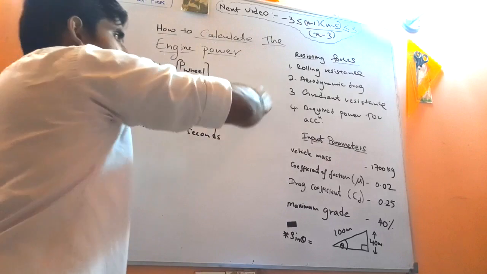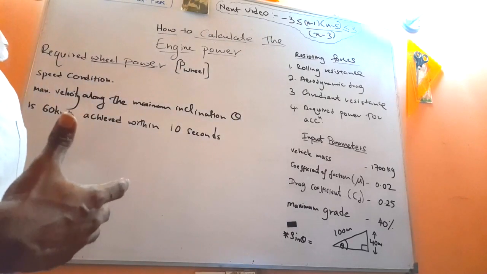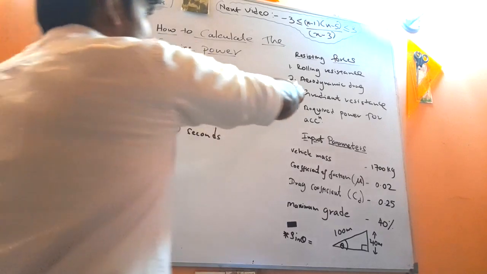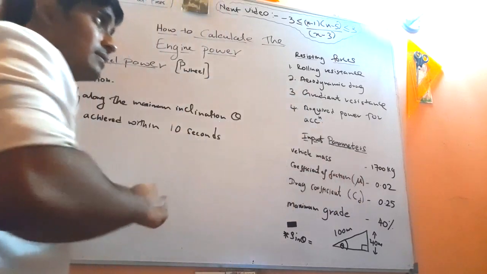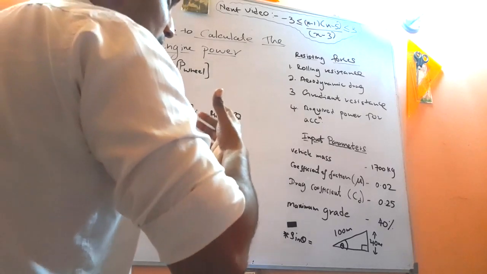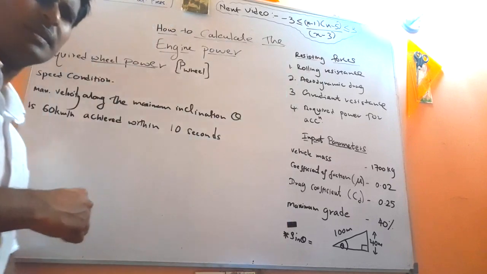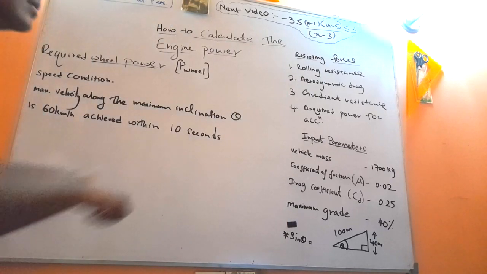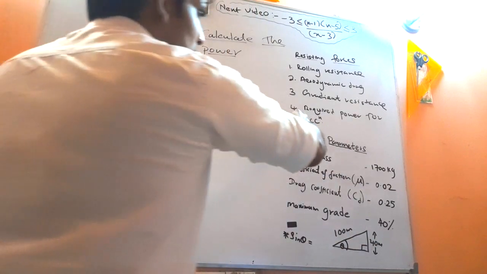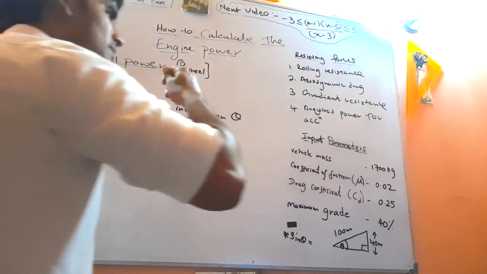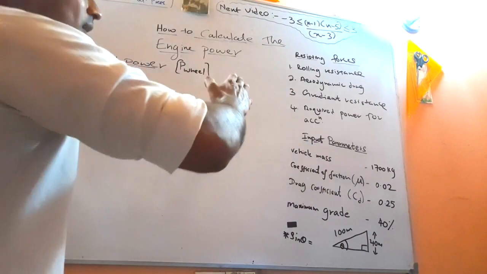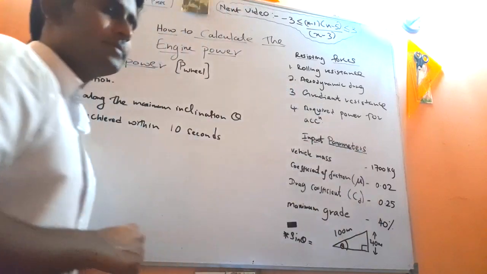Number one is the rolling resistance, the resistance due to rolling. The next is the aerodynamic drag, the drag due to the aerodynamic conditions. Then the gradient resistance. Then there is a critical part: the required power for acceleration.